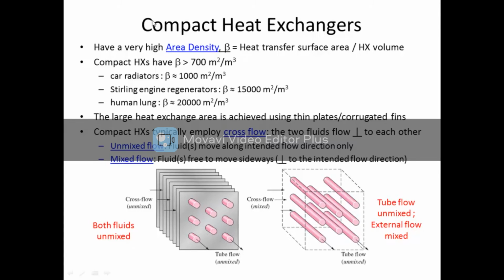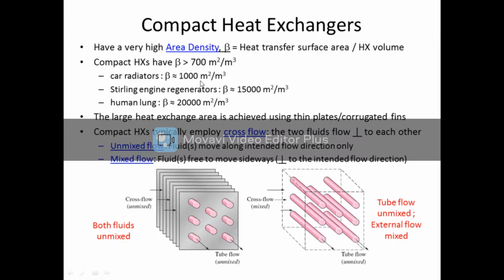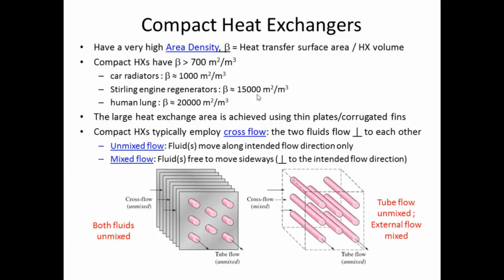If the heat exchanger has an area density greater than 700 meter square per meter cube, it is termed a compact heat exchanger. Some examples are car radiators, which have beta of the order of magnitude of 1000 meter square per meter cube. Stirling engine regenerators have beta approximately 15,000 meter square per meter cube. One of the most effective heat exchangers is the human lung, where the beta is as high as 20,000 meter square per meter cube.